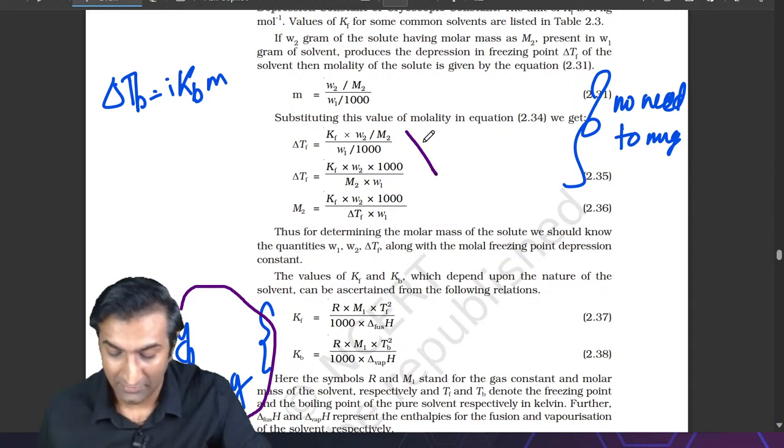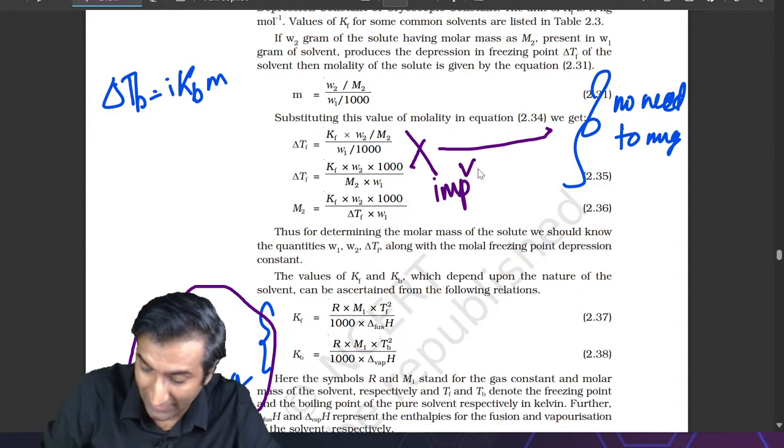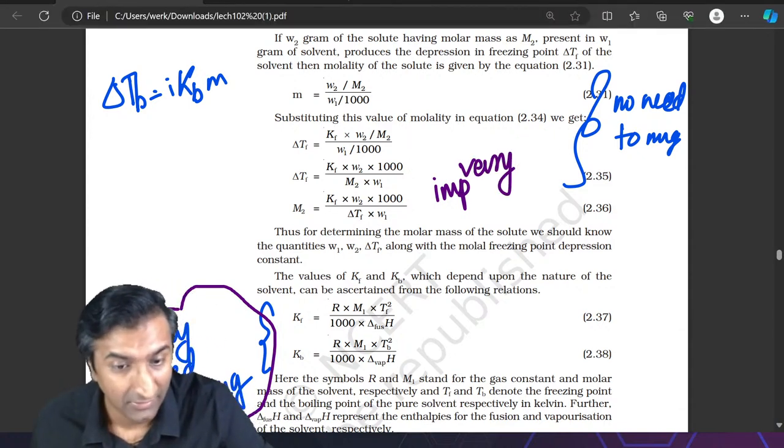And again, ye cheez mug karne ki zaroorat nahi hai. It's extremely important. I'm not saying it's not important. It's very, very important. But you don't have to mug it. Ye aap derive kar sakte ho. Okay, pi equal to iCRT.